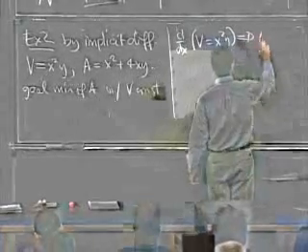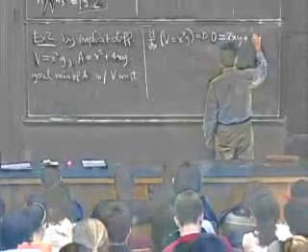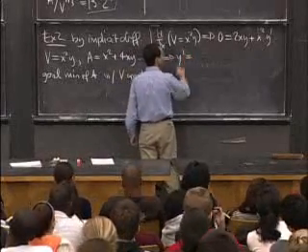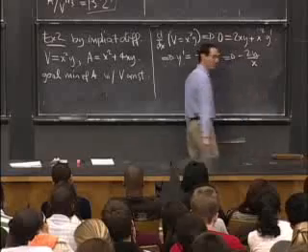And that yields 0 is equal to 2xy plus x squared y prime. Right? So this is giving me my implicit formula for y prime. So y prime is equal to minus 2xy divided by x squared, or in other words, minus 2y divided by x.